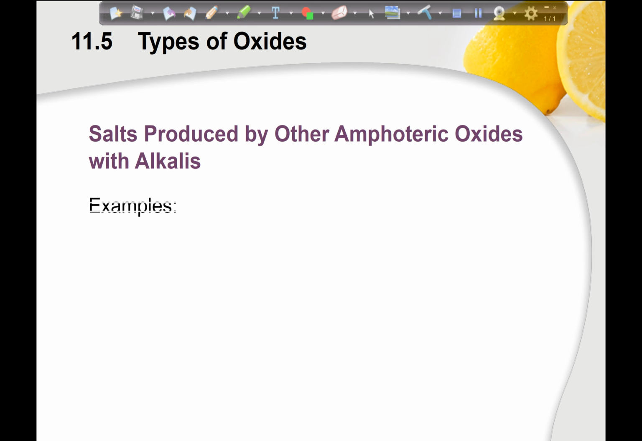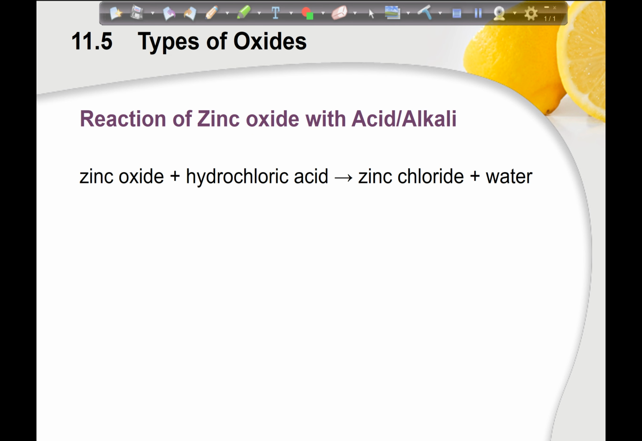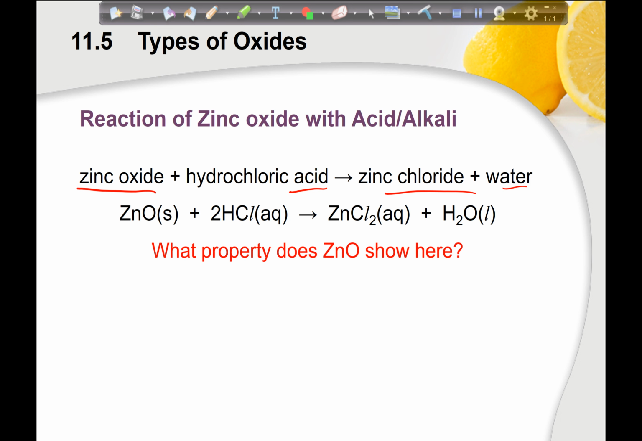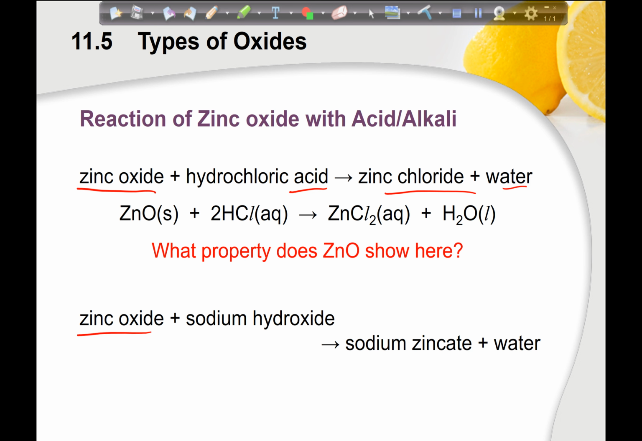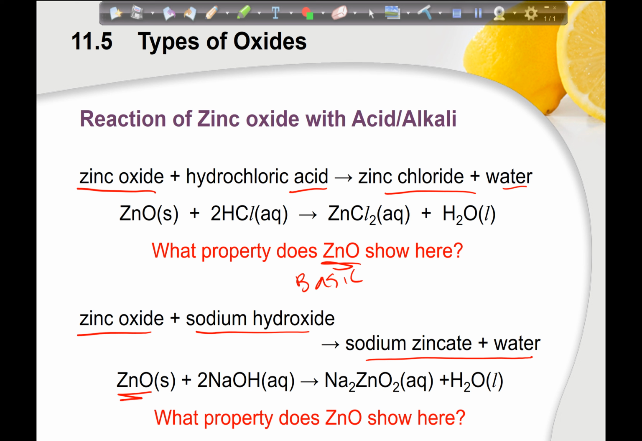Some chemical reactions, which are good to know but not very important. Zinc oxide plus an acid gives you a salt and water, just an example. And zinc oxide can also react with alkali to give you a salt and water, another example. So pretty simple. In the first case the zinc oxide shows a basic property, and here, because zinc oxide reacts with alkali, it shows an acidic property. Take note of this. This is the meaning of amphoteric oxide.